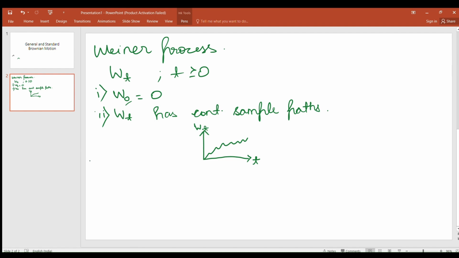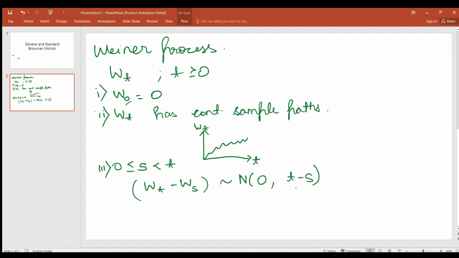Next, the third property of the Wiener process is that for any time, let's say we have a time s which is greater than or equal to 0 and less than time t, the increment, that is the change in value between the times t and s, is going to be normally distributed with mean 0 and variance t minus s. Since it is a standard Brownian motion, the mean is equal to 0 and the variance, which depends upon the time interval, is t minus s. So this was the third property of our Wiener process.